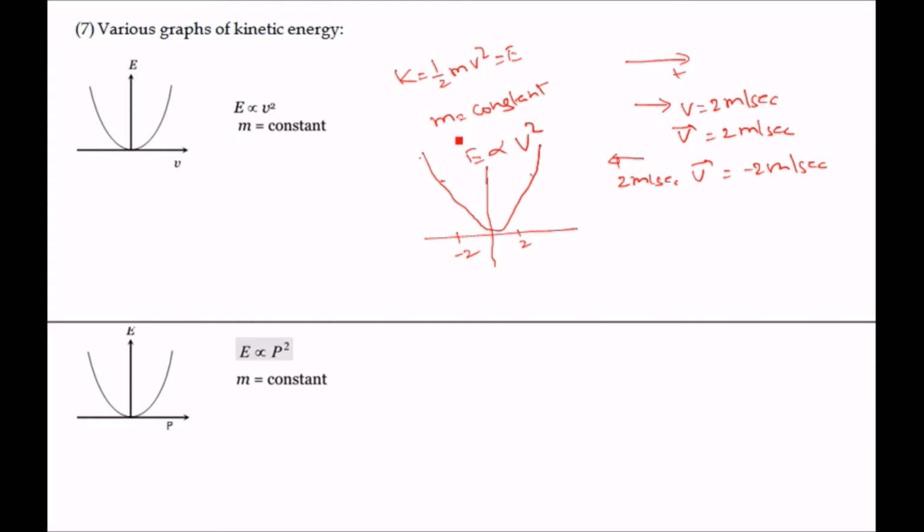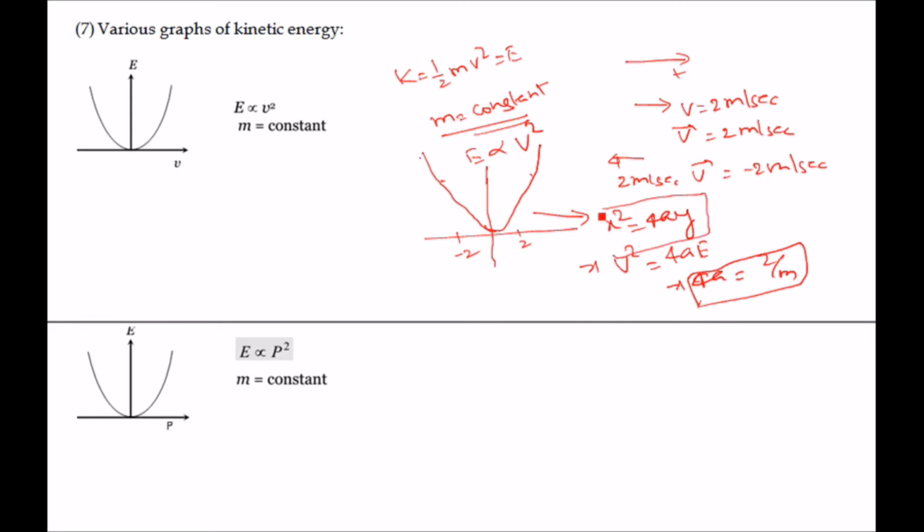For constant m, the energy versus velocity graph will be a parabolic graph, of the type x square is equal to 4ay. Here x is equal to v, so the form will be v square is equal to 4aE, where 4a is equal to 2 by m. So this is our standard equation of parabola, and it is like that only.